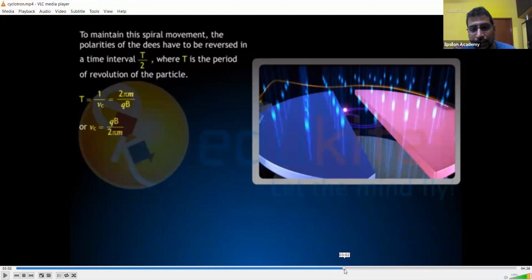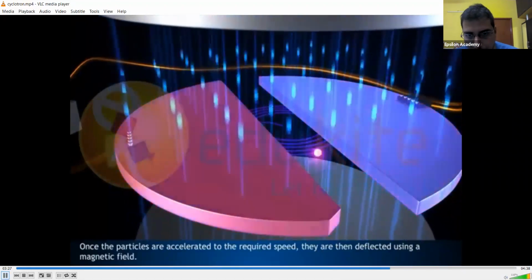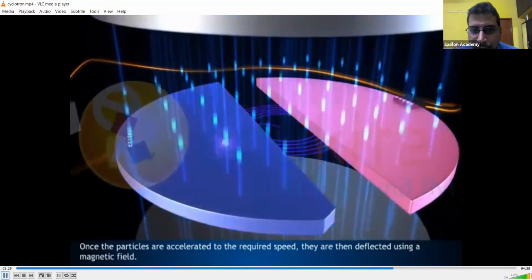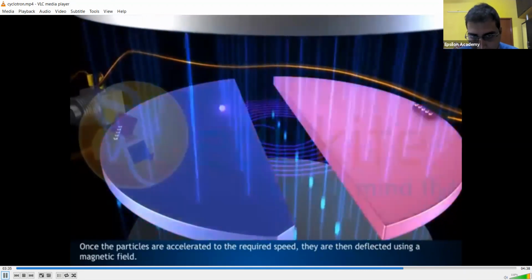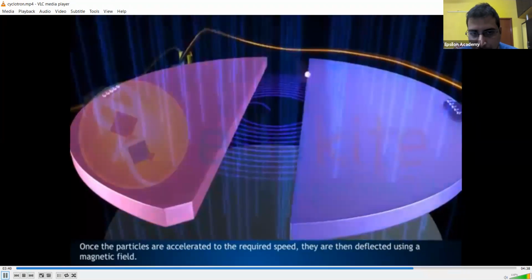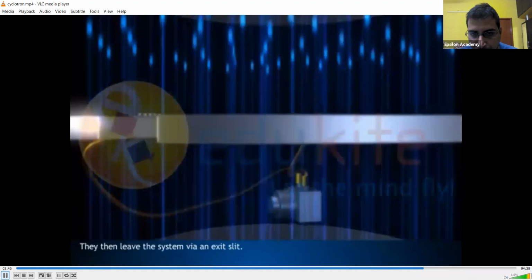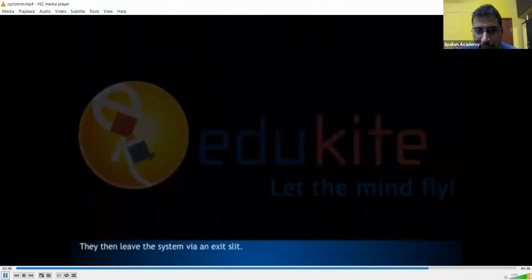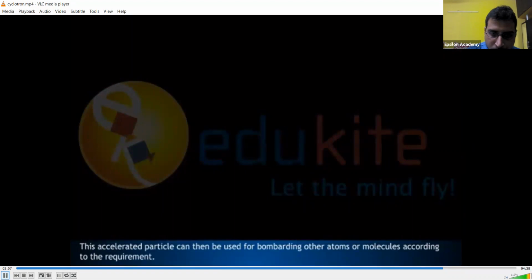I will show the derivation later, but I want you to see the way the particle is going to come out using a magnetic field. See, look at the way it is going to move. Its speed will increase. They then leave the system via an exit slit. This accelerated particle can then be used for bombarding other atoms, molecules, or solids according to the requirement.